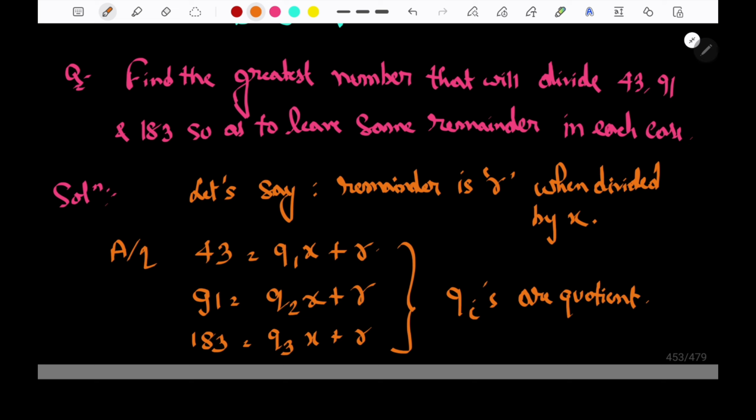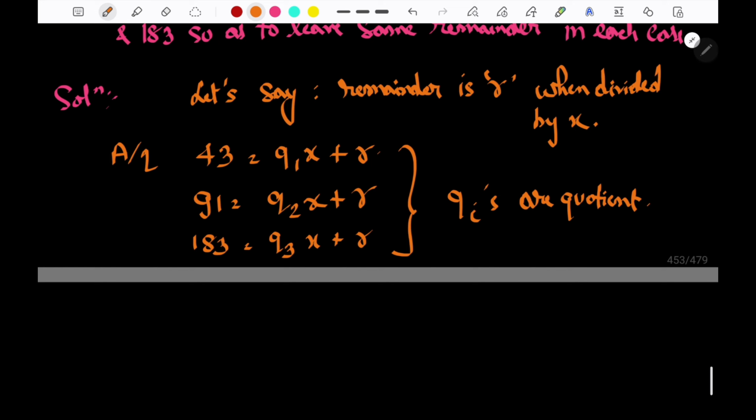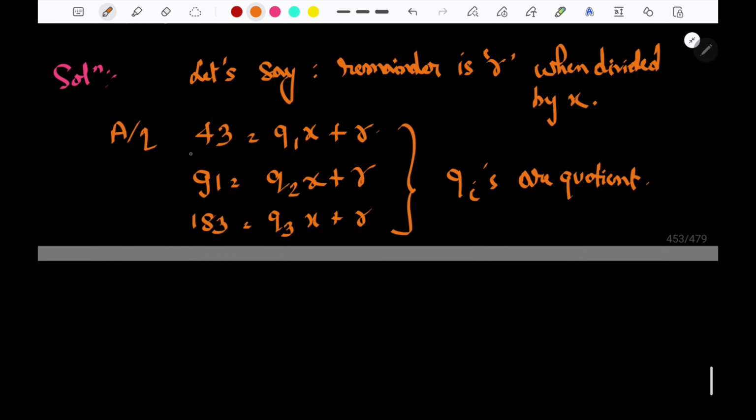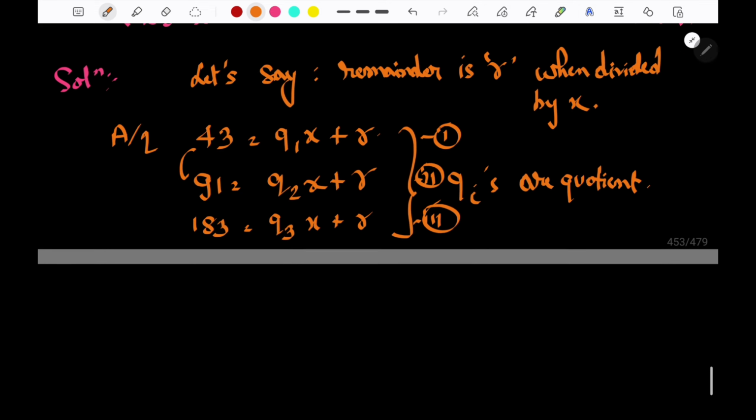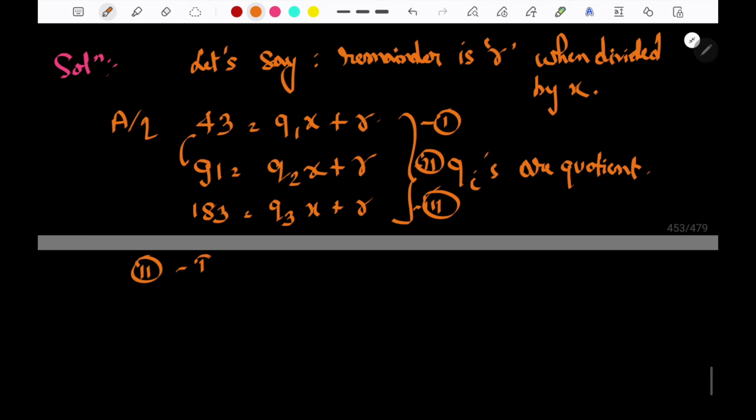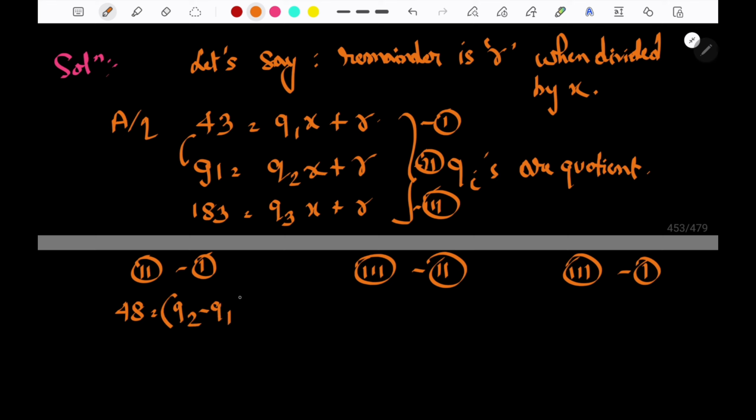Okay. Now if Qi is a quotient, then we can eliminate R. How do we eliminate R? So we say this is equation first, this is equation 2, this is equation 3. So what we are going to do, 2 minus 1, and second time 3 minus 2, and third time we can do 3 minus 1. So basically from 2 minus 1 we get 91 minus 43. So what is the value? That is 48. R gets cancelled. So this becomes Q2 minus Q1 into X.